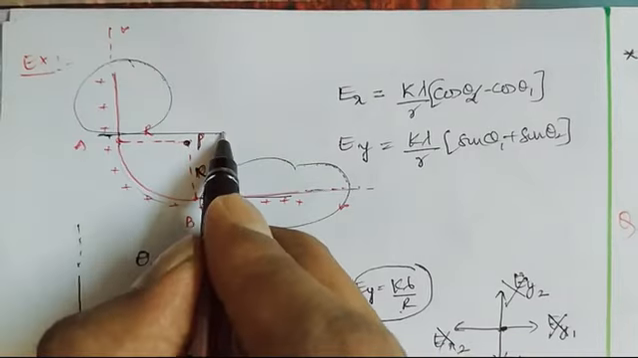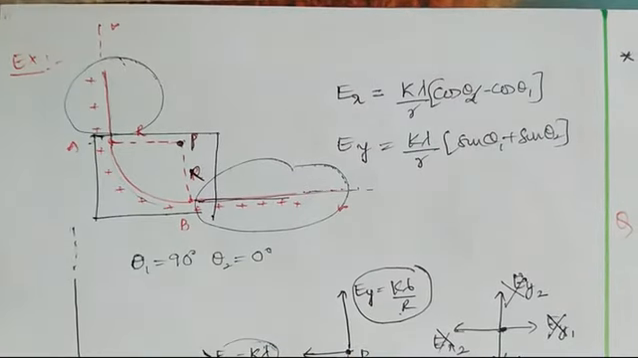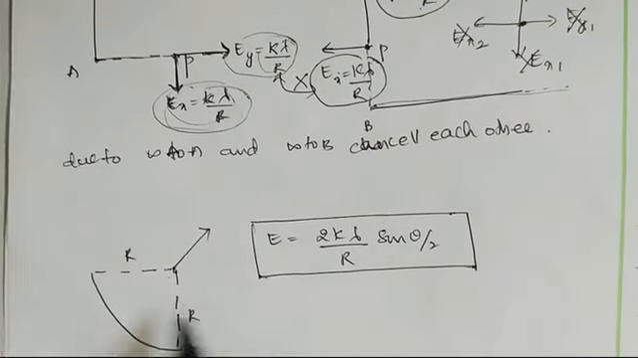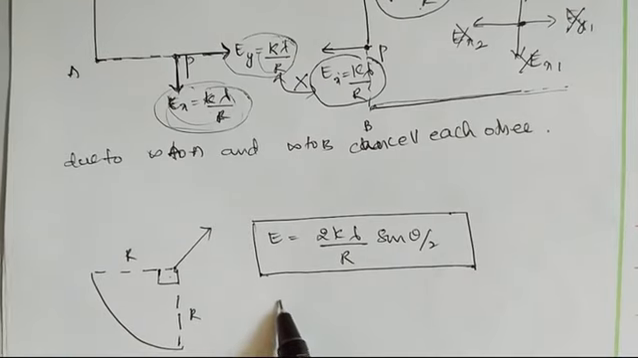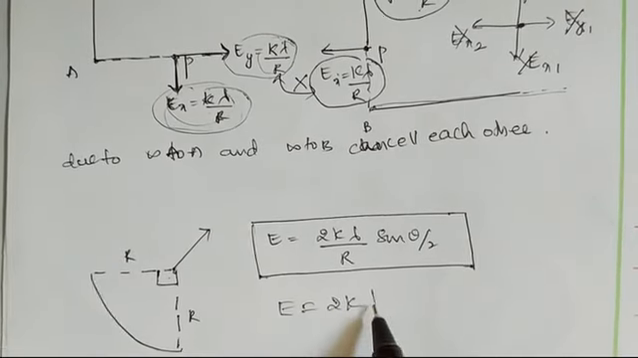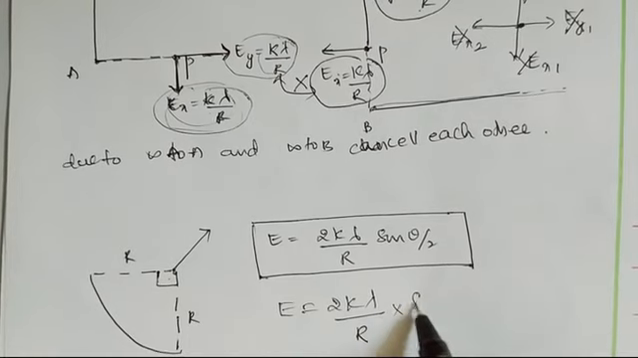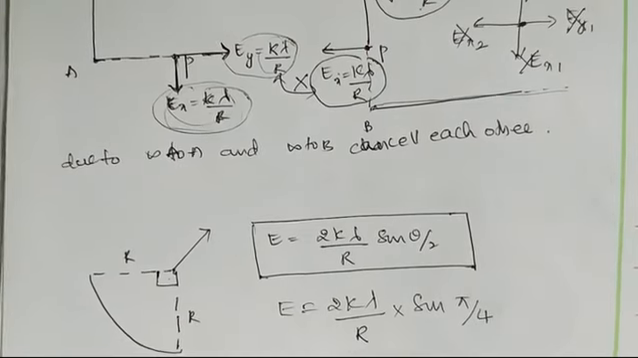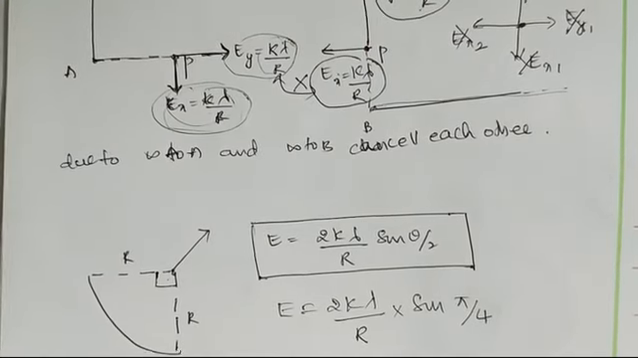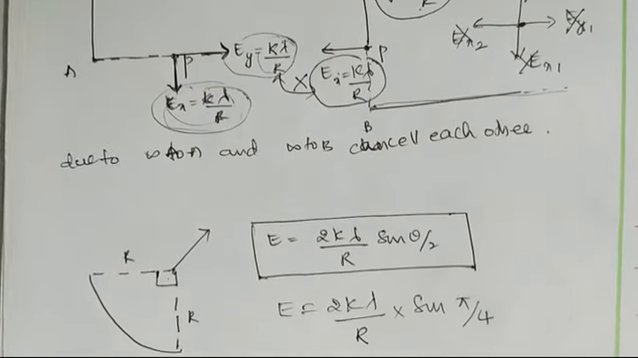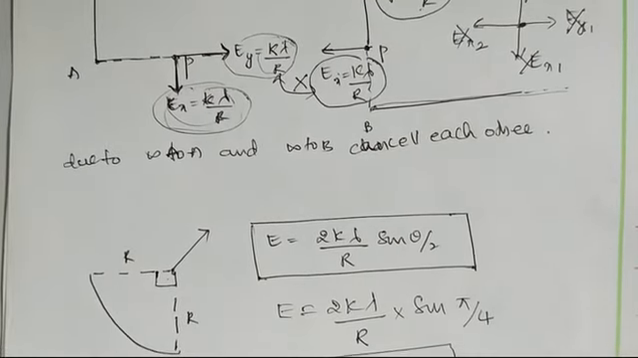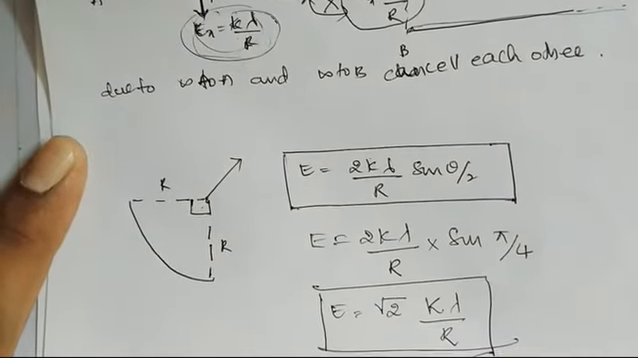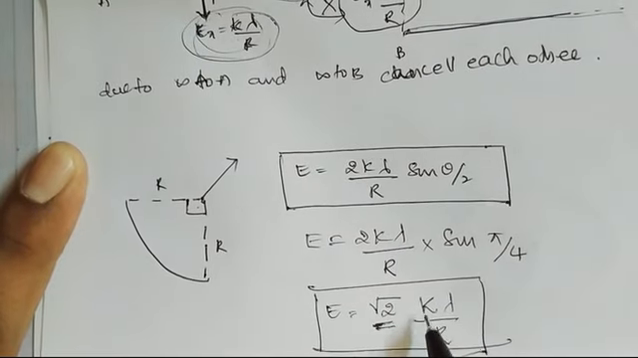Now what is the left out one? This arc. This is equivalent to a quadrant, and we have already discussed the quadrant. What is this angle? 90 degrees. So E is equal to 2k lambda divided by r into sine pi by 4. We have already derived this just now, so root 2 k lambda divided by r is the value of the electric field due to this system.